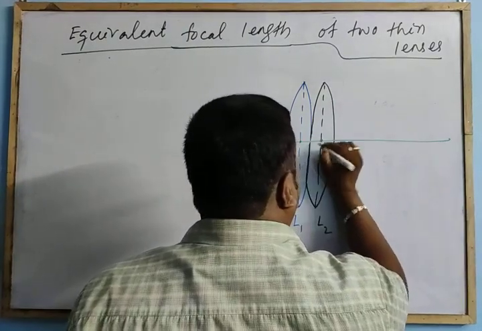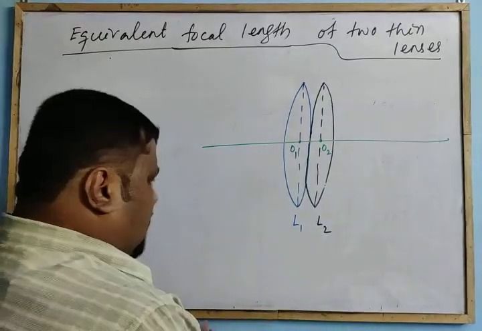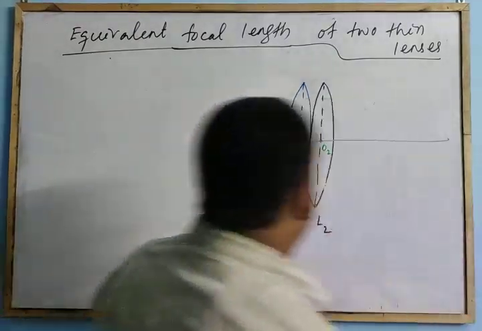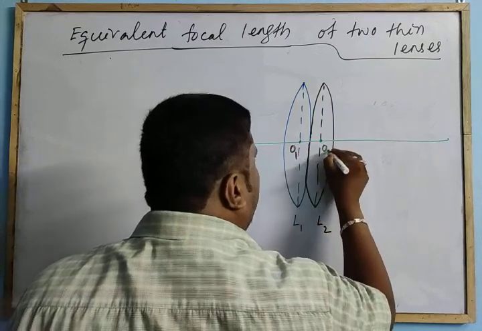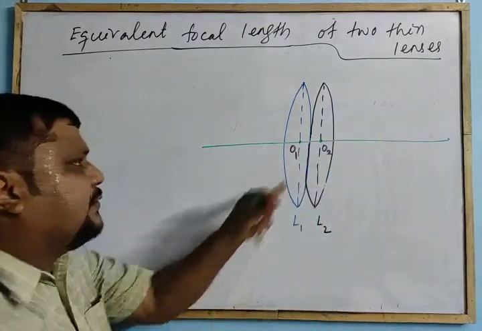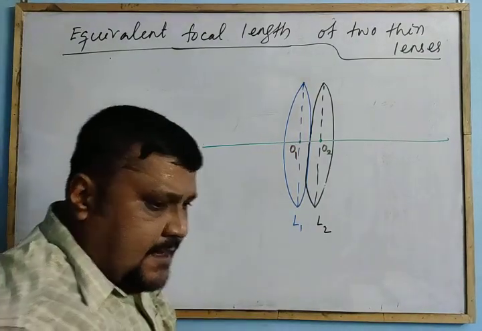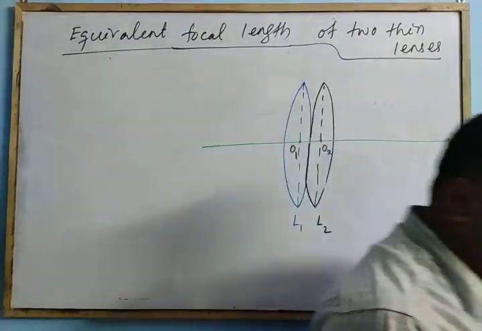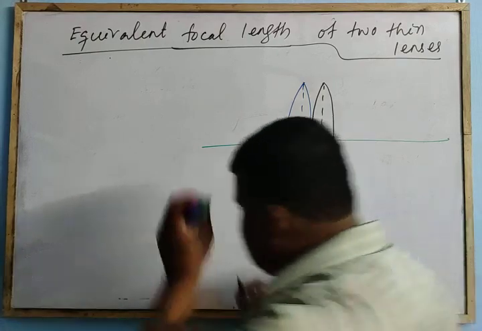This is the optical center of this one, O1, and this is the optical center, O2. O1 and O2 are the optical centers, of lens L1 and L2. L1 has a focal length f1 and L2 has a focal length f2. Let us consider an object O placed at this point.